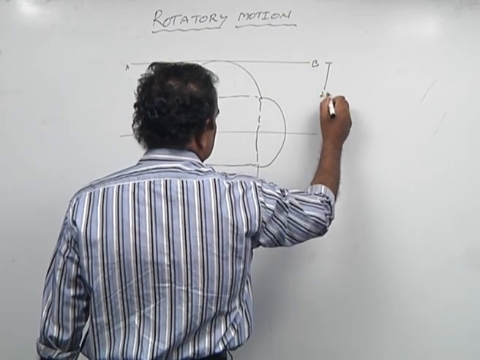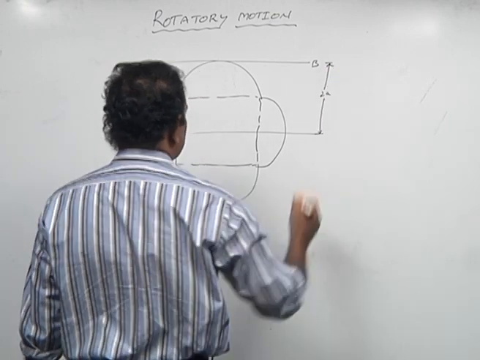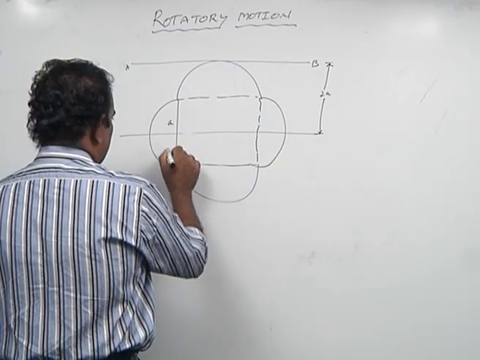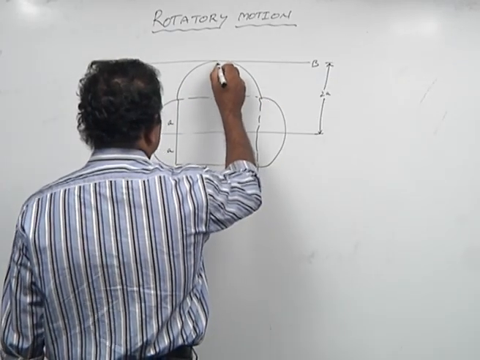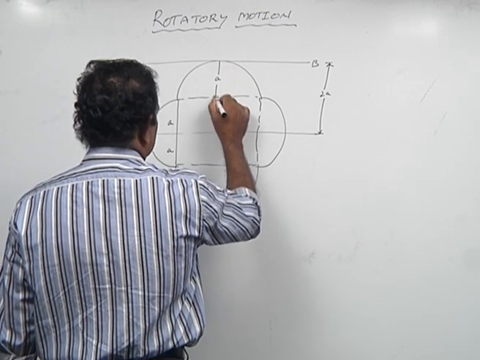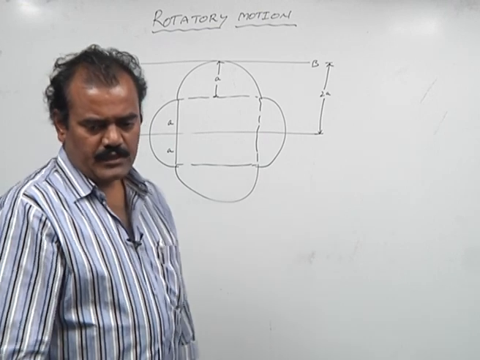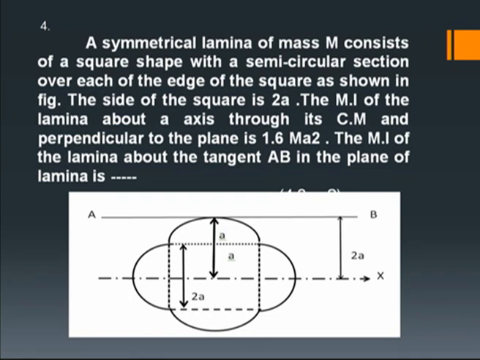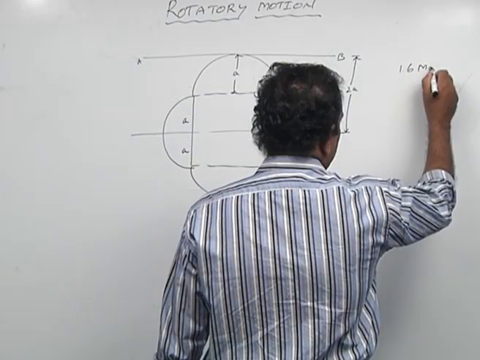And here this length, that is the width, is 2a, given here. Next you are given one more piece of information: that side is a, and again a, and here also it will be a, like this. In this problem you are given a symmetrical lamina of mass m consisting of a square shape with a semicircular section over each edge of the square as shown. The side of the square is 2a, and the moment of inertia of the lamina about an axis through its center of mass and perpendicular to the plane is 1.6 ma square. That is given.